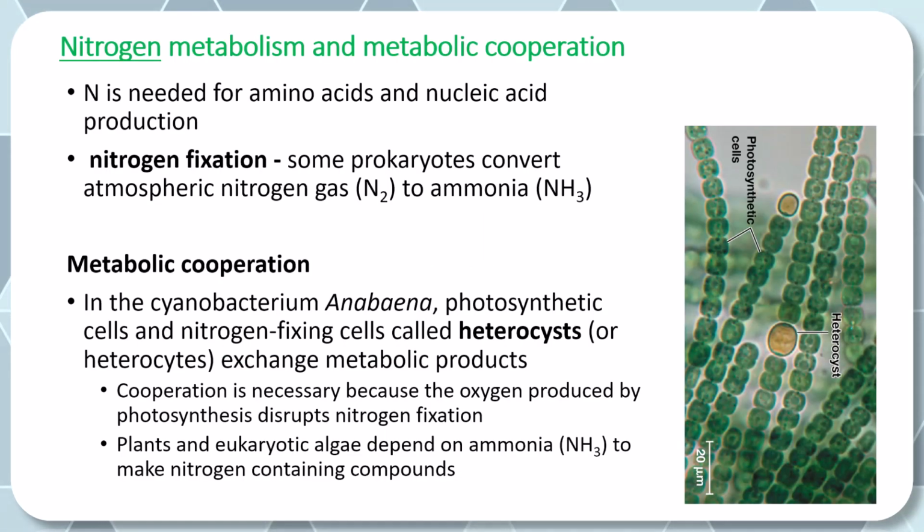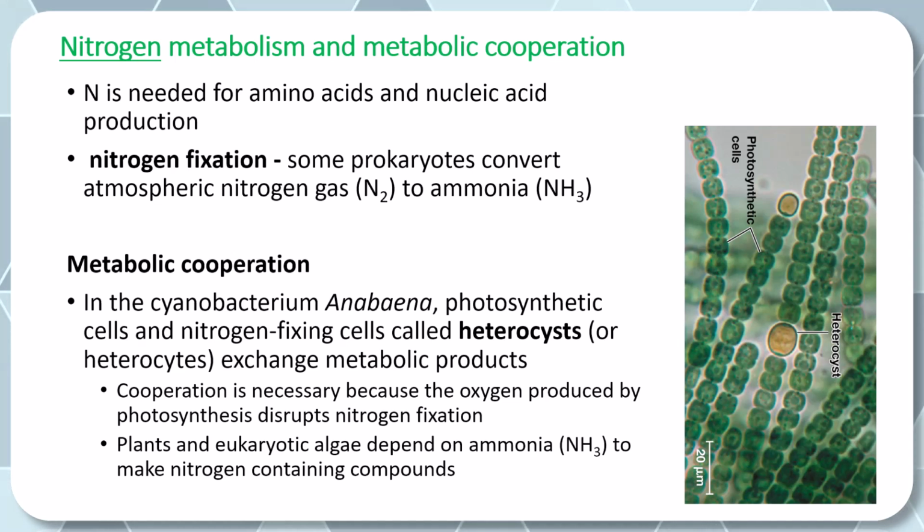There's also diversity in nitrogen metabolism and some cases of metabolic cooperation between bacteria. So nitrogen is needed for amino acids and nucleic acids. Remember, amino acids link together to form proteins. Nucleic acids build DNA and RNA. So arguably those are both important things. Some prokaryotic organisms can do something called nitrogen fixation, where they can convert atmospheric nitrogen gas to ammonia, which can be used in the production of organic molecules.